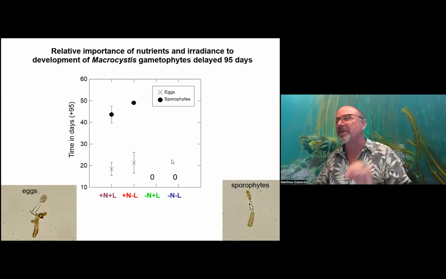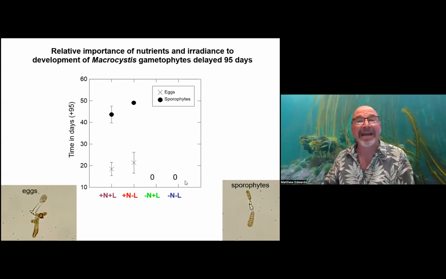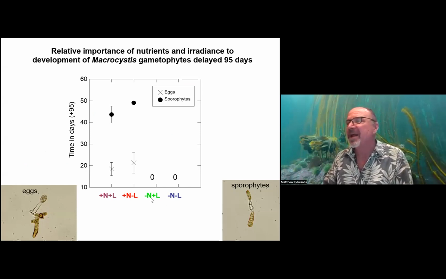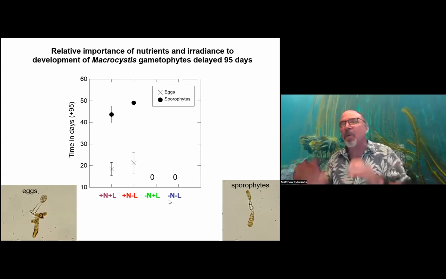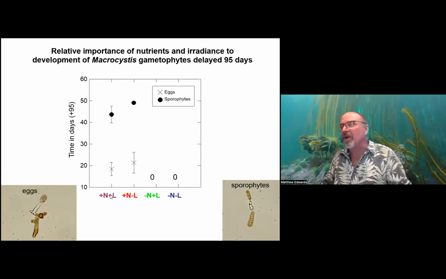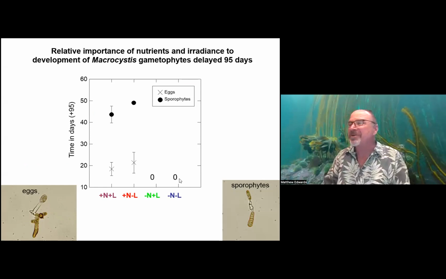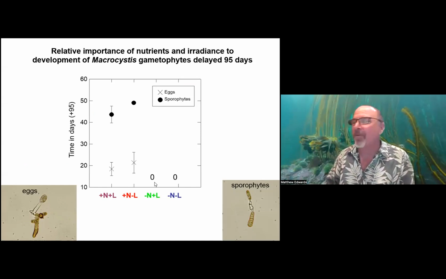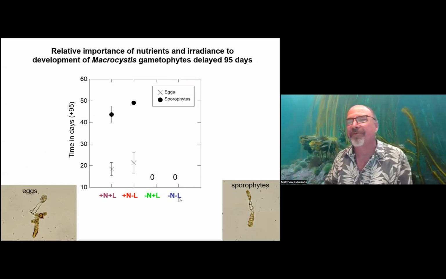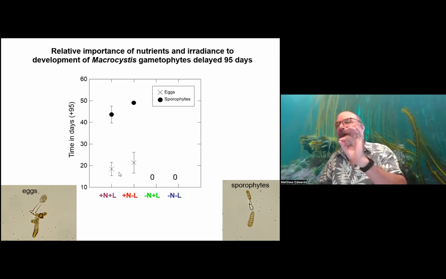And the first thing to notice here is if we look at the two sides of this, the left and the right-hand side, the right-hand side is where we manipulated light, but we kept nutrients limiting. The left-hand side is where we increased nitrate, but we manipulated light, plus and minus. If you didn't give them nutrients, didn't matter what you did with the light. They didn't produce eggs or sporophytes. But on the left side, it didn't really matter what you did with light. They produced eggs within about 20 days.